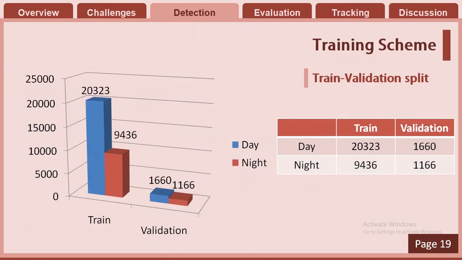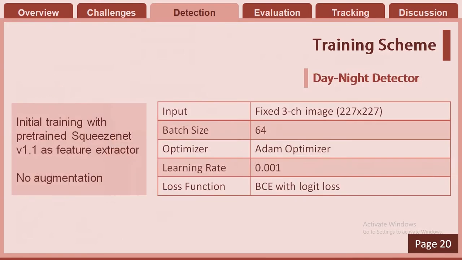In the training scheme, we used all the training data of both day and night for training, and for validation we used the testing data. At first, we trained our day-night detector. The hyperparameters used in the training are shown here.